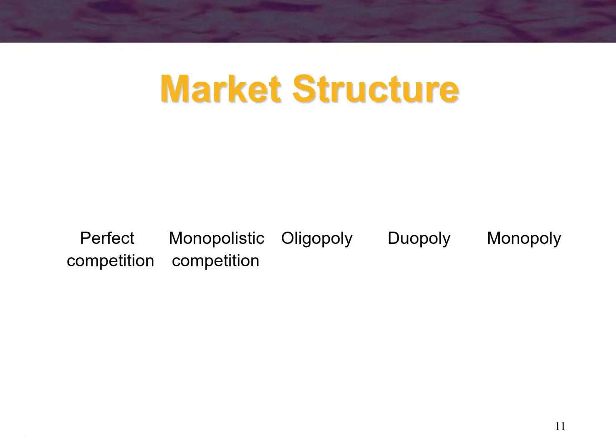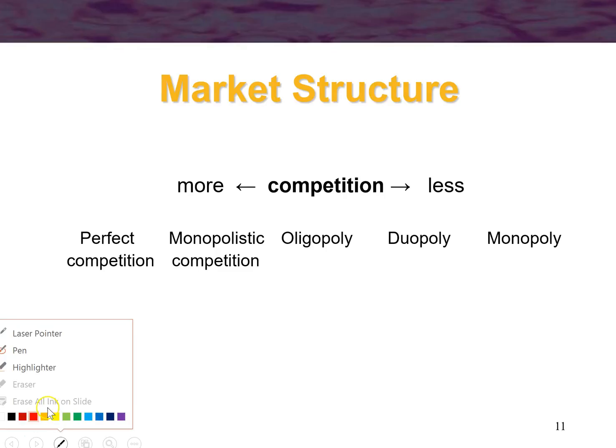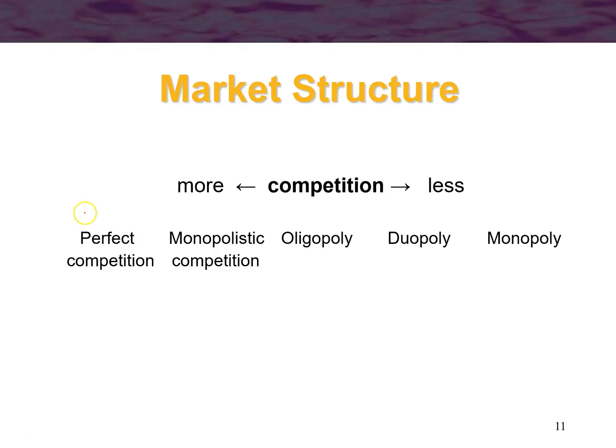So, market structure. Think of market structure as a spectrum that measures competition. Technically, market structure measures concentration, and concentration is a proxy for competition. But I'm going to, from this point on, just say competition. And you could see moving along this line, think about this line that goes like this. When you move this way, competition increases. And when you move this way, competition decreases.